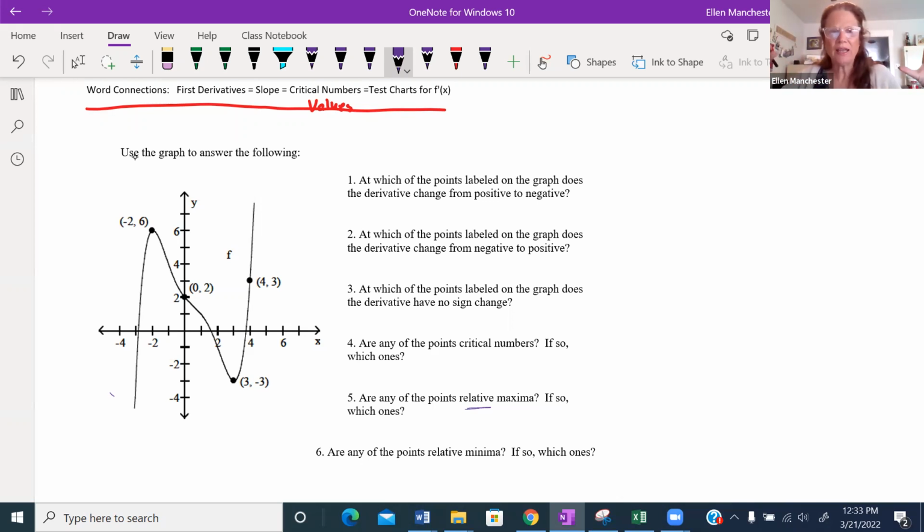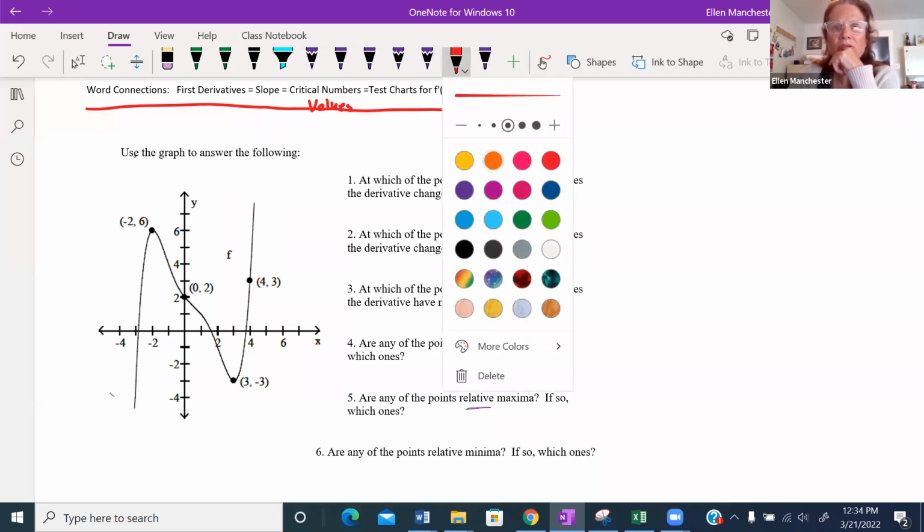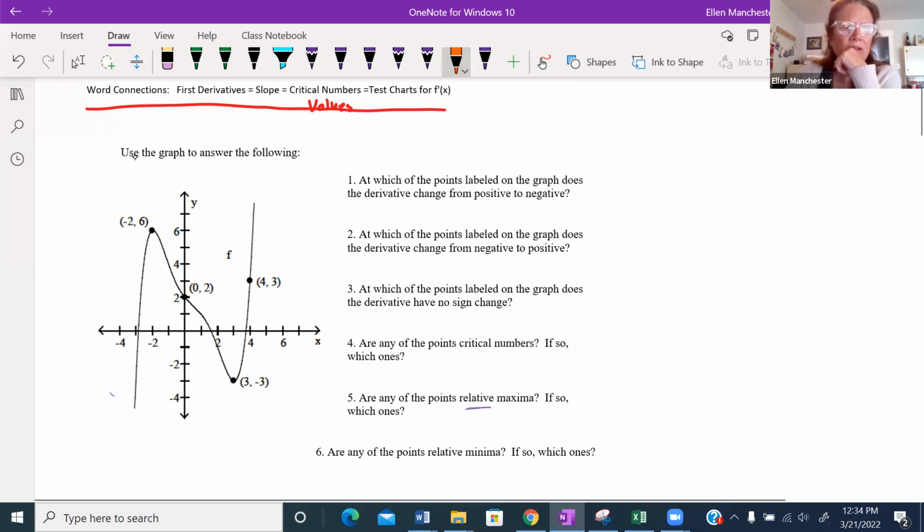So we're just looking at a graph. It goes up and down. We're looking at where it goes up and where it goes down. If we look at question 1, it says, at which of the points labeled on the graph does the derivative, so the slope, change from positive to negative? Remember, when we're looking at derivatives and slope, this is considered a positive slope. If I run along this graph, even though it's very steep, it is a positive slope. And then it gets to this point right here and it changes.